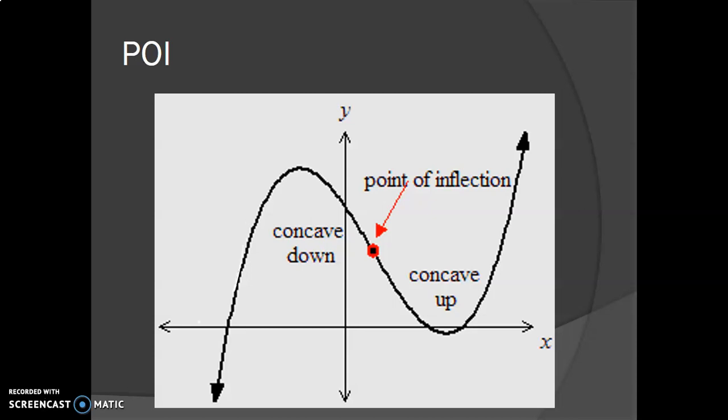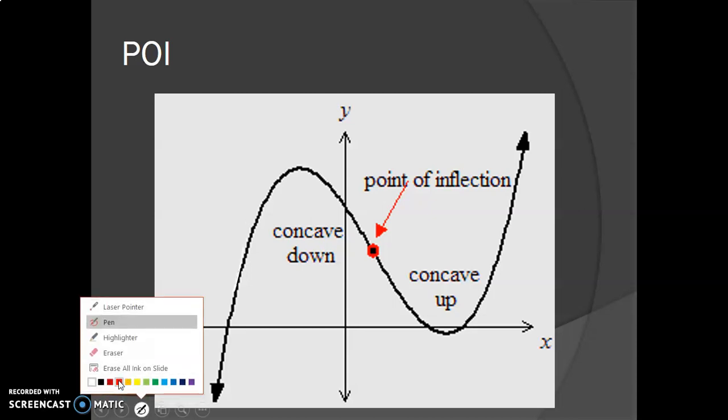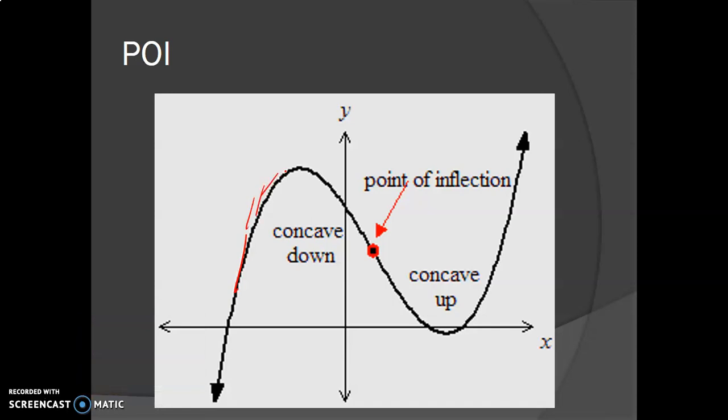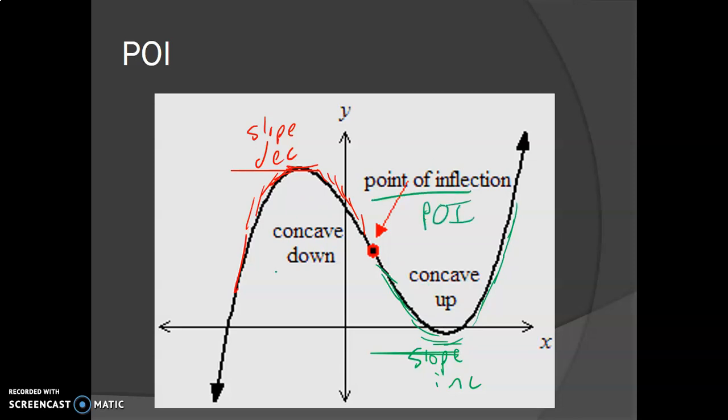Over here, I'm going from slopes that are positive to slopes that are less positive, to 0, to slopes that are negative. So the whole time the slope is decreasing. And then I'm going from slopes that are negative to slopes that are 0 to slopes that are positive. The whole time my slope is increasing. So again, concave down is where the slope is decreasing, concave up is where the slope is increasing, and where it switches would be called the point of inflection, or a POI.